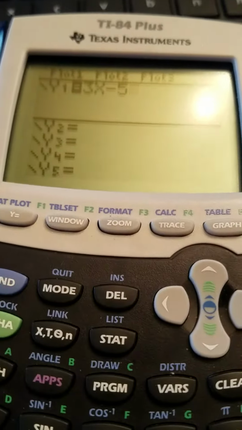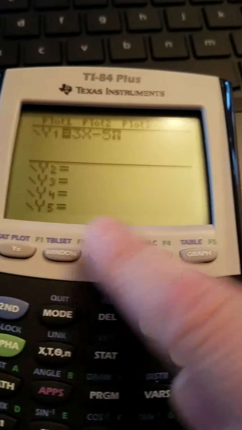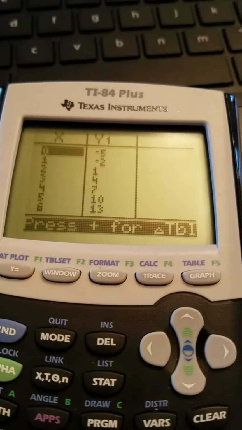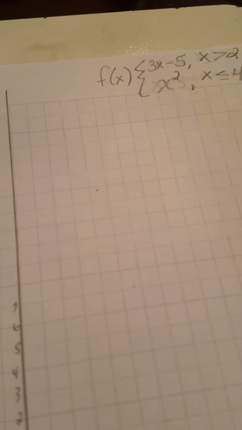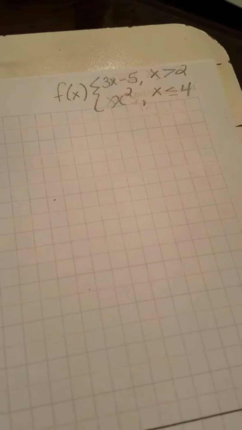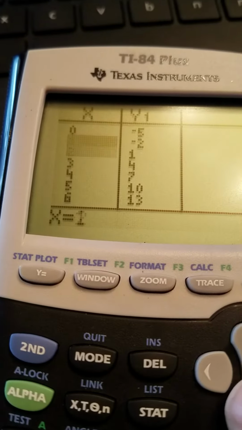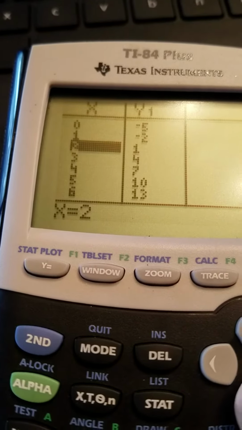So I put in already into my calculator 3x minus 5. And I'm going to go to the table. And I see on my table there. But it says for this one, it's only for values of x greater than 2. So I want to go past 0 and 1. And there's my first point, 2, 1.